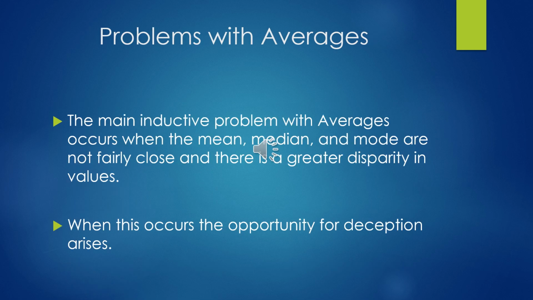So in the example I just gave, the ambiguity in the word average really doesn't matter, because in the pumpkin example, the mean and the median and the mode were all the same value. It was 2. No problem there. However, when the mean, median, and mode are very different or not close, then the opportunity for deception arises. So let's look at an example where it is possible to be deceptive by taking advantage of the disparity or the differences in the mean, median, and mode in a given set of data or information.